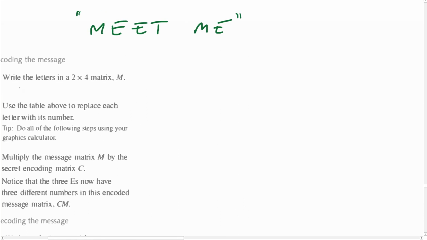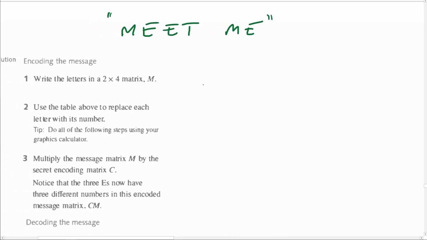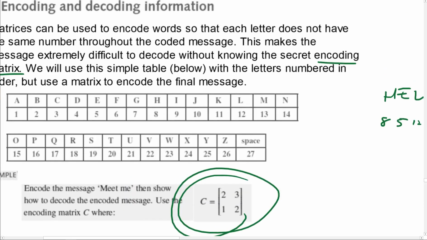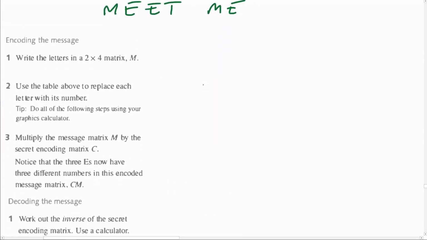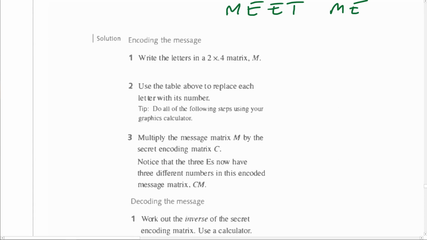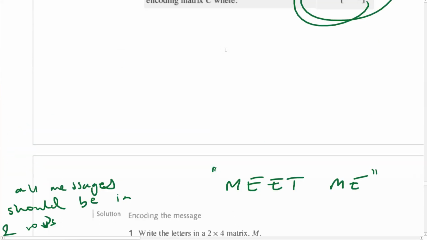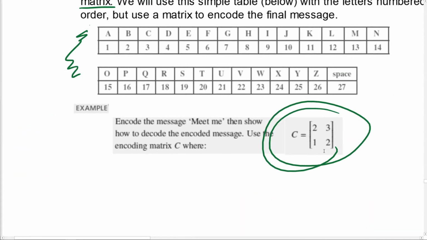It says here, write the letters in a 2x4 matrix. That means there are 2 rows and 4 columns. That's important because whenever you're doing a question like this where you have to encode and decode a message, always make your matrix a 2x4, at least 2 rows. All messages should be in 2 rows, and that's because a lot of the matrices that you'll be given to encode are just going to be 2x2, sorry. So always make it 2 rows.